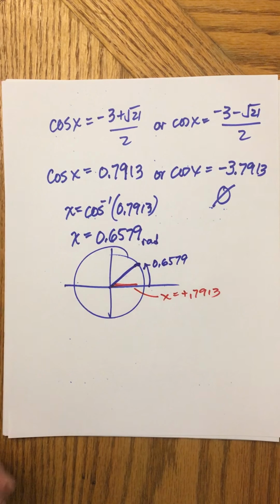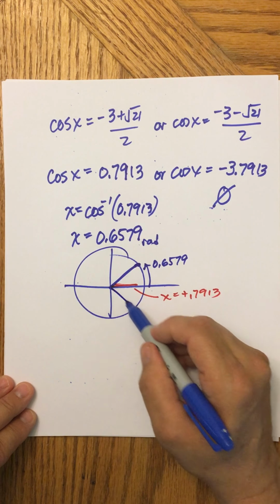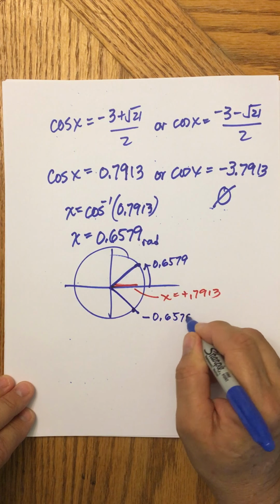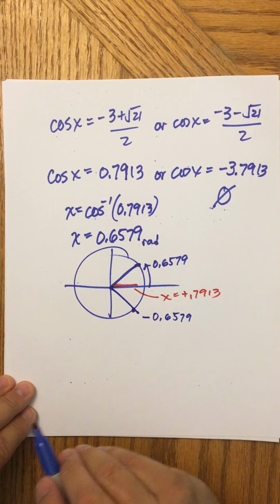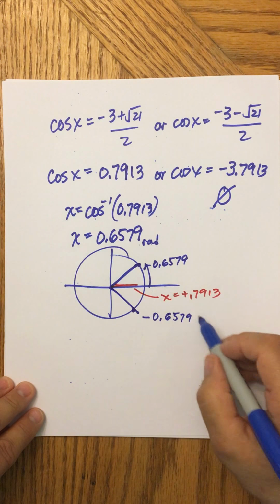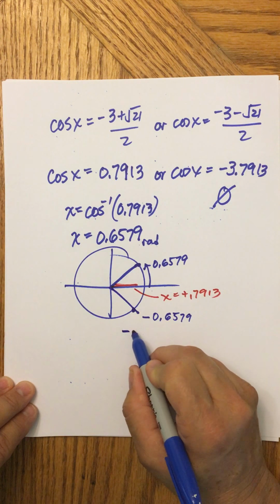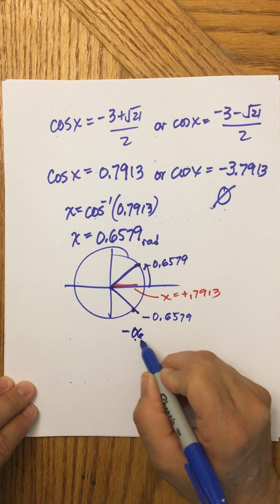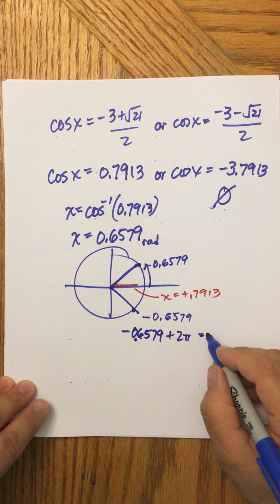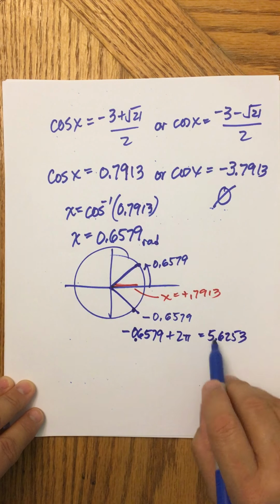And then, of course, you're asking the question, where else is the x positive? Well, it would be here in quadrant 4. This angle would be negative 0.6579. It's the same rotation, but in the negative direction. And this is fine. However, most books usually like to make that a number between 0 and 2 pi. So you can just add 2 pi to it. So if I just say negative 0.6579 plus 2 pi, I'll get 5.6253. Most books will get you that.